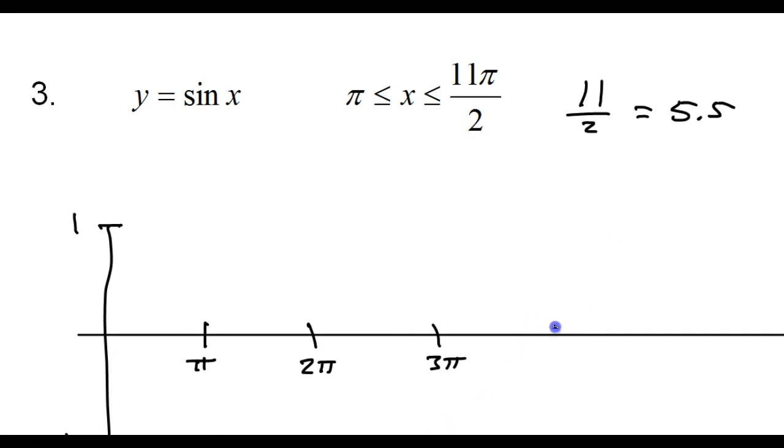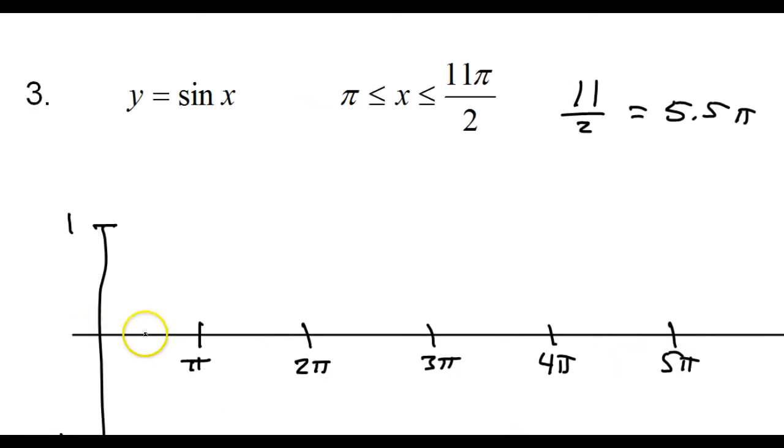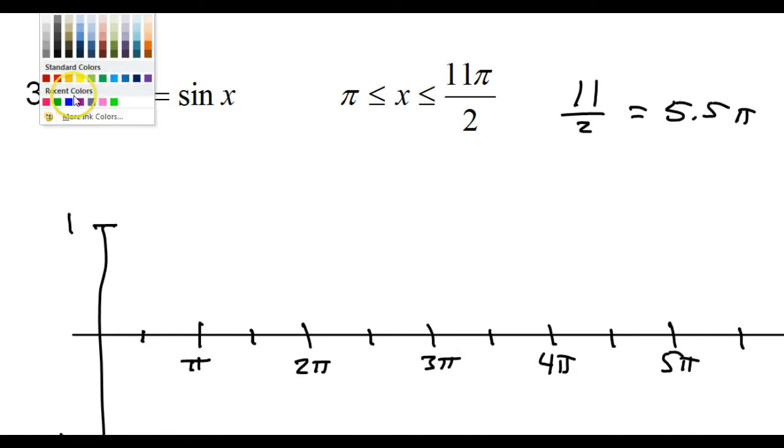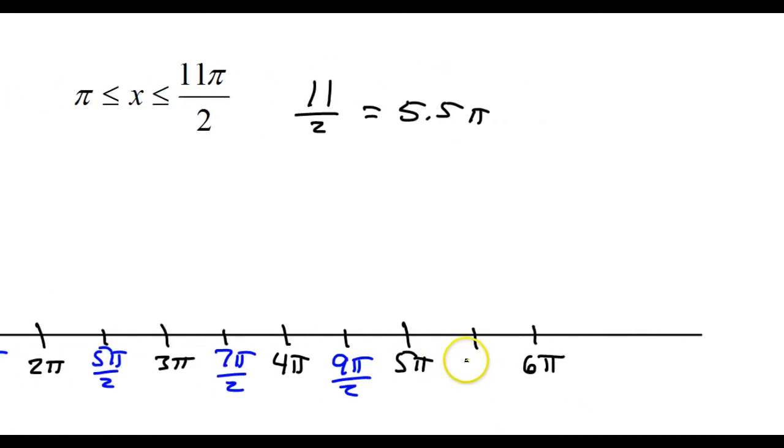So here's 3 pi, 4 pi, 5 pi, and if I go to 6 pi, that'll be more than enough, based on the 5.5 pi. Alright, let's get all those pi over 2's in there. I think I'll make these blue. So this is 1 pi over 2, 2 pi over 2, 3 pi over 2, 4 pi over 2, 5 pi over 2, 6 pi over 2, 7 pi over 2, 8 pi over 2, 9 pi over 2, 10 pi over 2, 11 pi over 2.